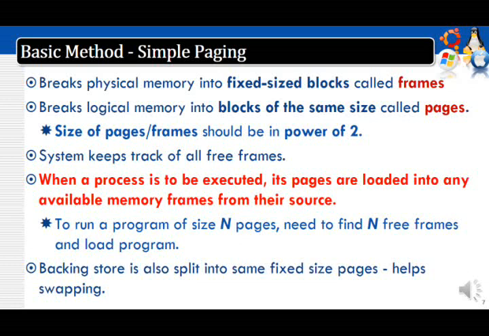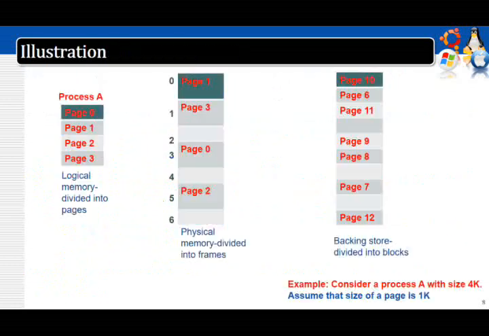So when a process is to be executed, the pages corresponding to that process should be loaded into the available frames within the physical memory. And since we are loading the process from the hard disk to the main memory, there is a requirement that the hard disk or the backing store should also have blocks of the same size as that of the pages or frames. So that is what is illustrated in this slide.